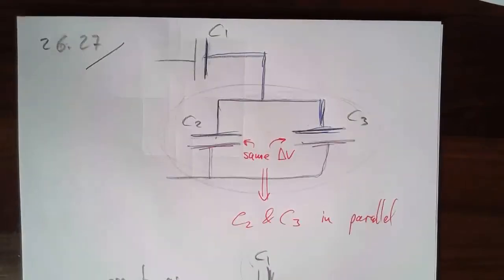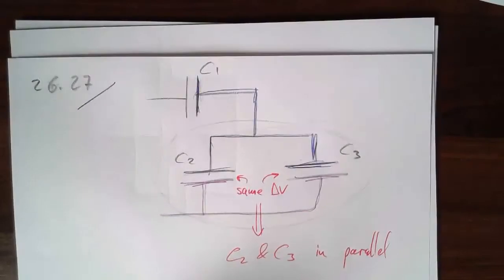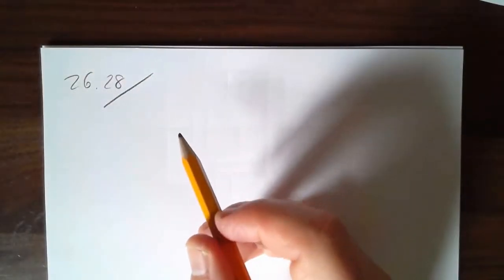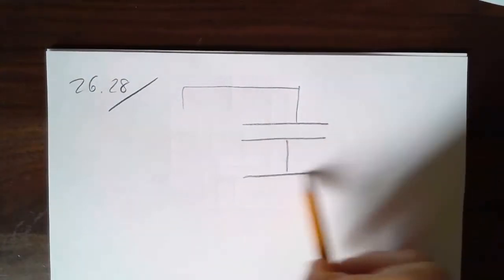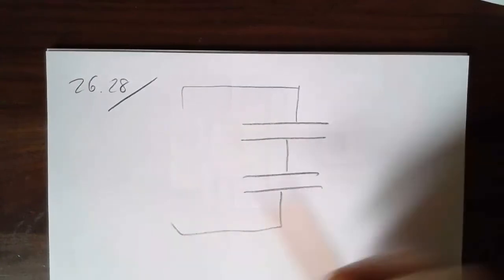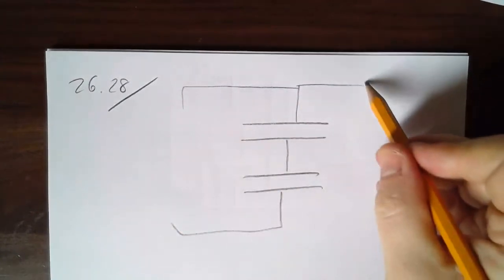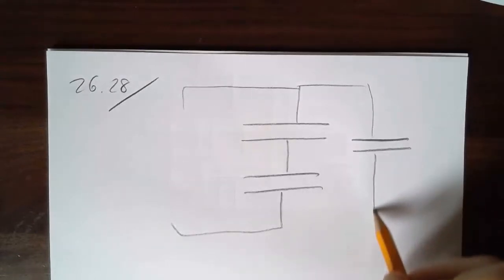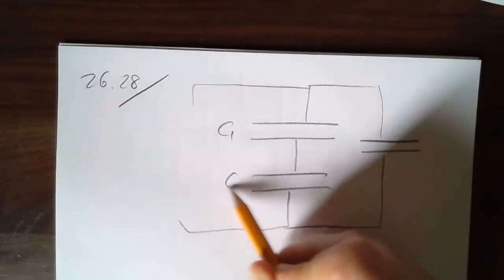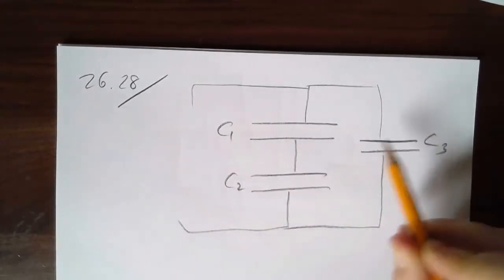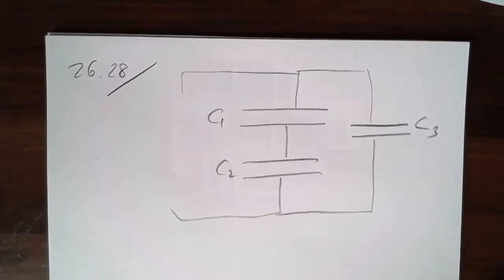Okay, let's look at 26.28, which is a very similar question. In 26.28, you have a setup with one capacitor, two capacitors, and it goes back to the battery, but we don't really care about that right now. And you've got another one over here. And again, you're given numerical values for the capacitances, but let's not worry about that.